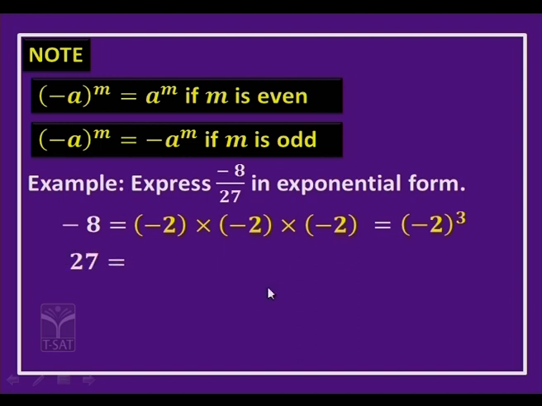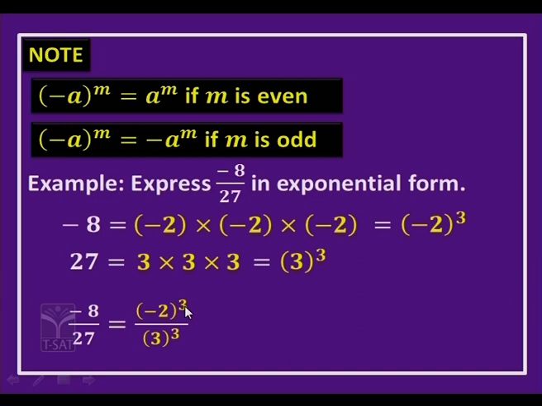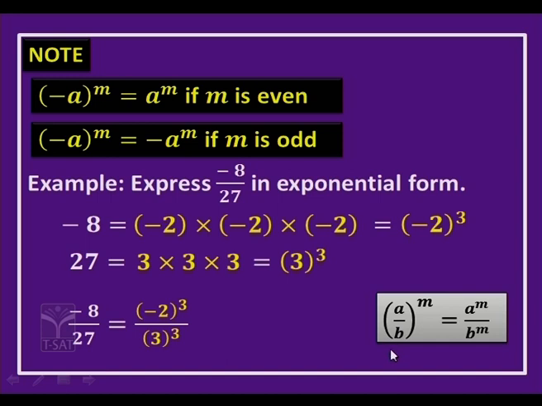Then 27, this can be written as 3 into 3 into 3. Since it is positive, I am taking all 3 as positive integers. So, you get 3 multiplied 3 times, so you get 3 cube. So, now minus 8 by 27 can be written as minus 2 whole cube by 3 cube. Now, children, we have seen one law of exponent which states a by b whole power m is equal to a power m by b power m. So, here we have this part. Now, this can be written as a by b whole power m. That means, this particular thing can be written as minus 2 by 3 whole power 3. So, this negative sign, I mean to this 2 also, it does not make any difference children.